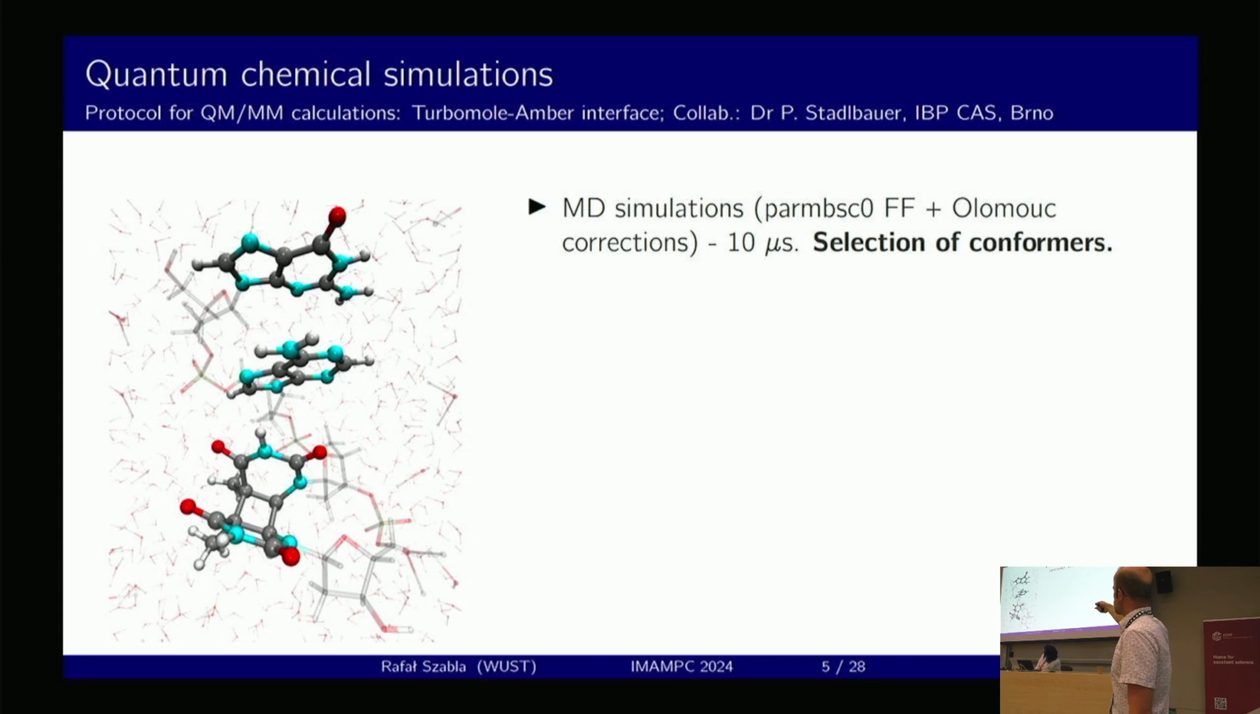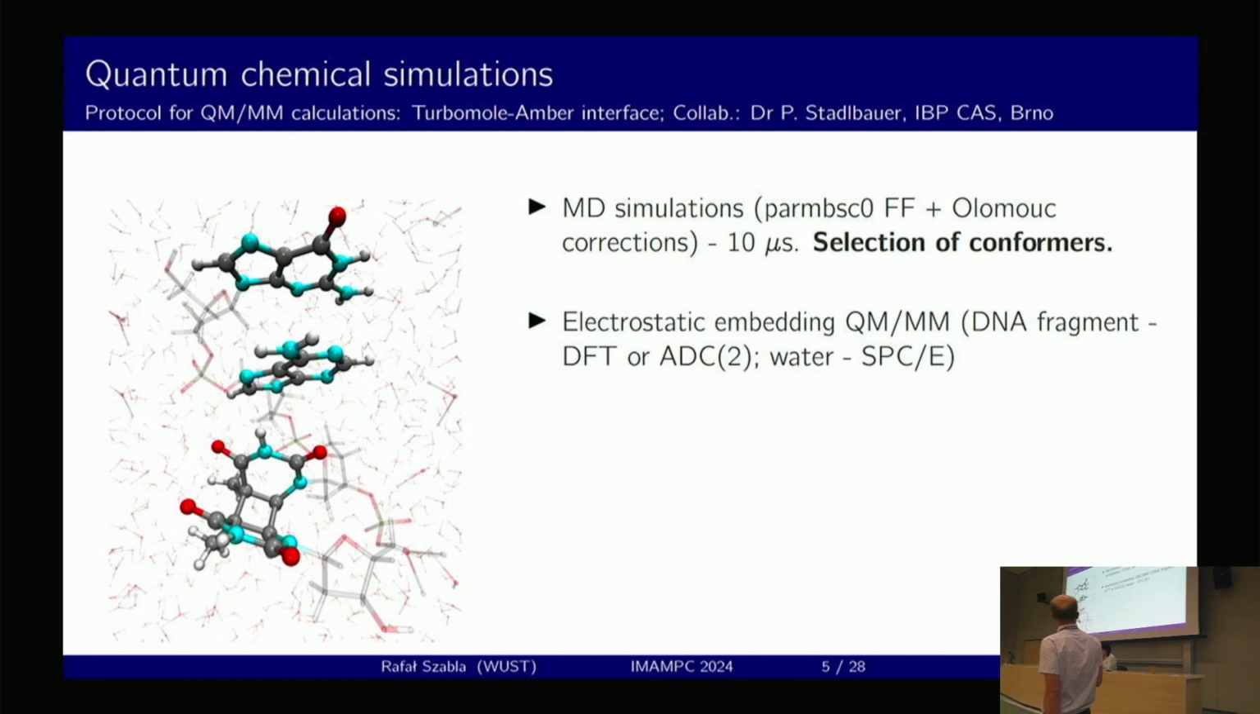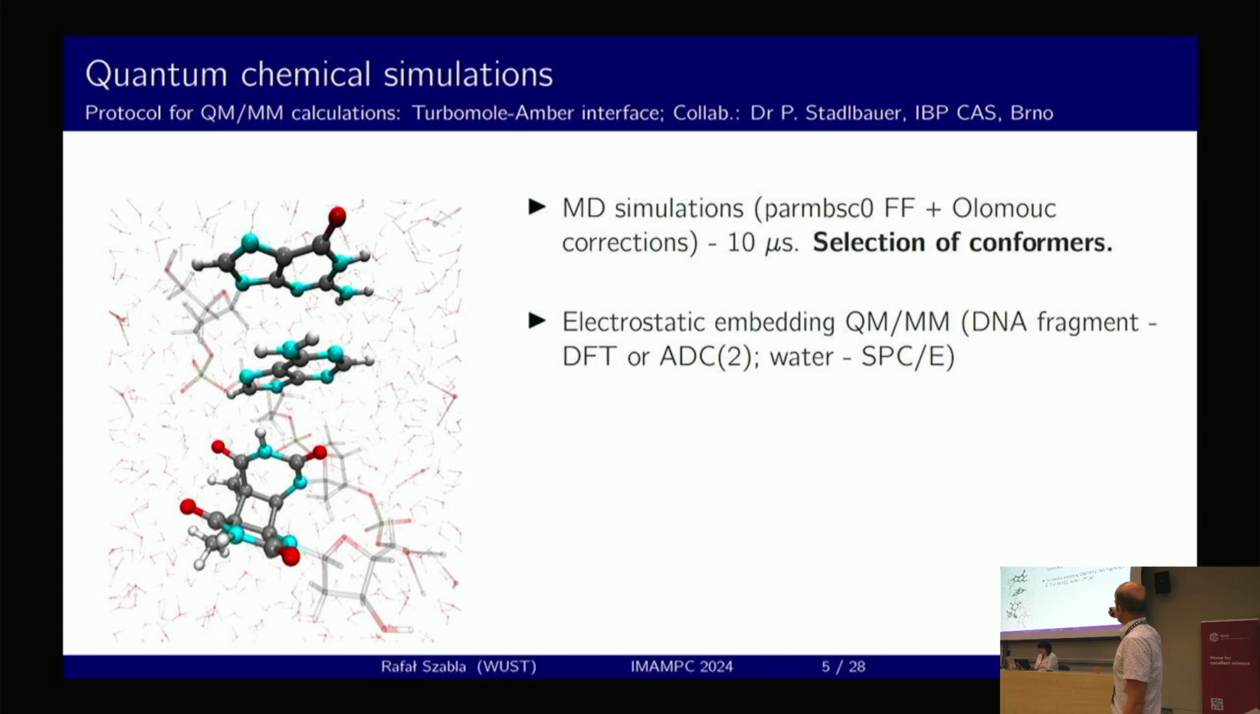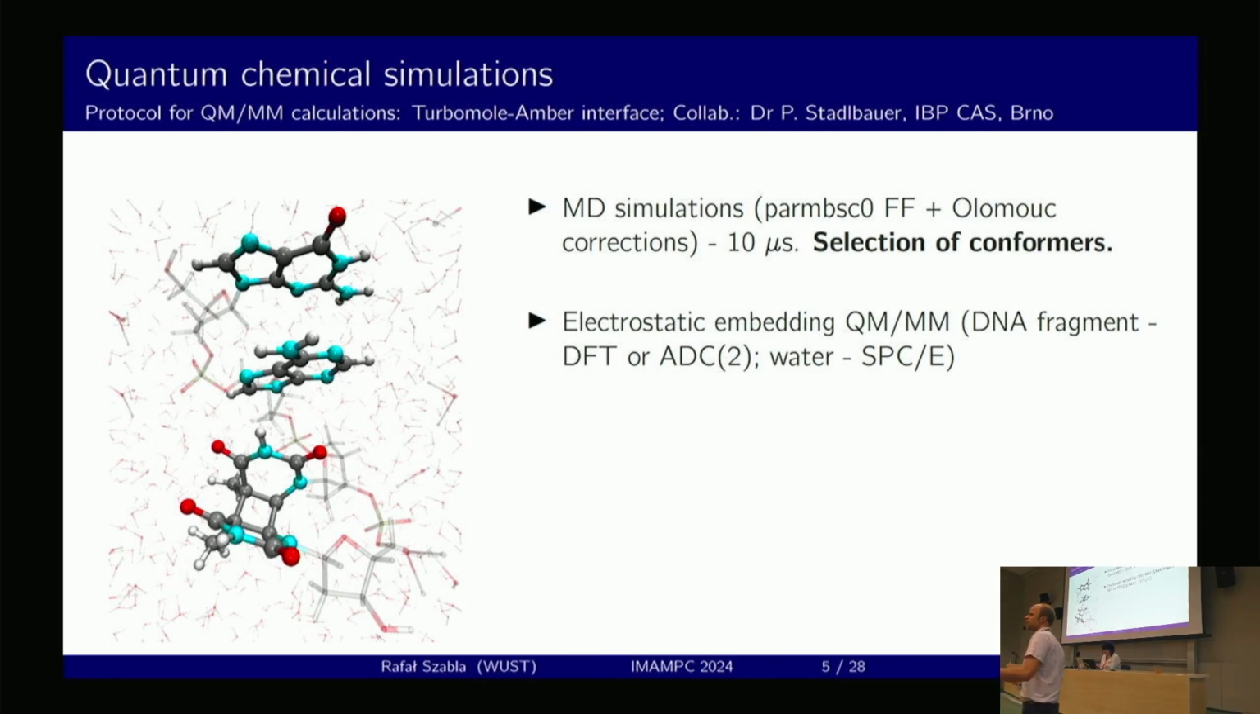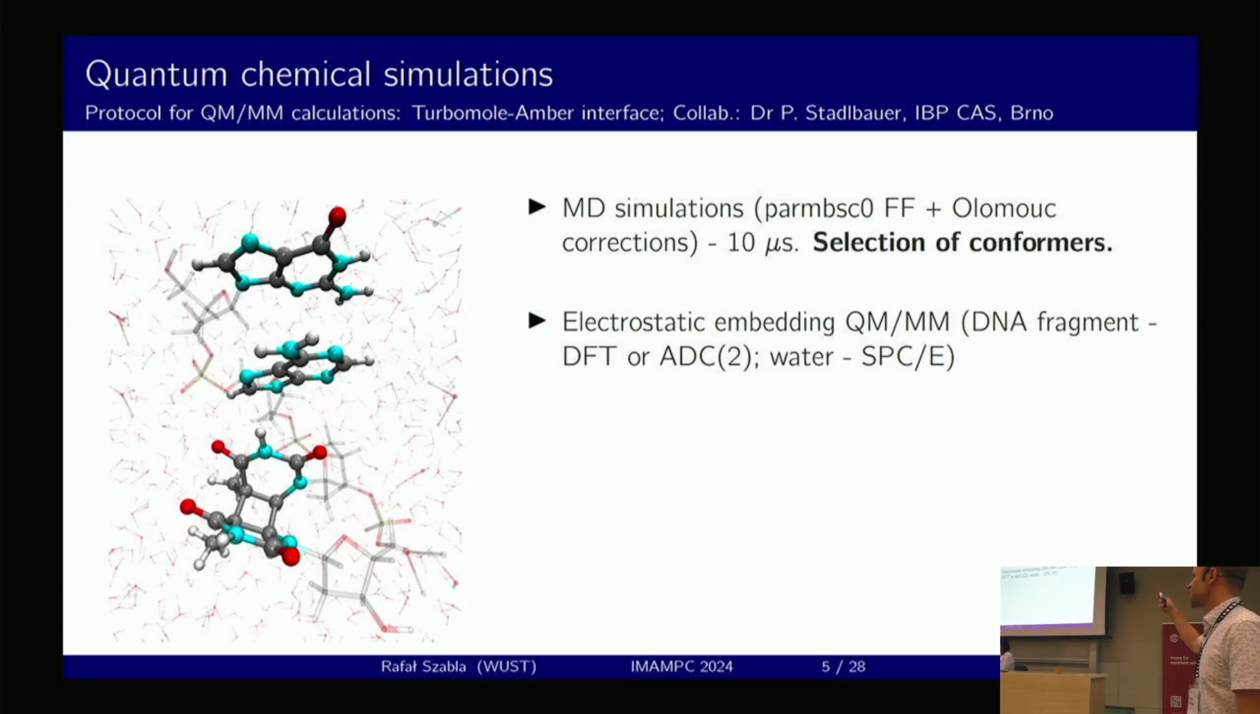So we started with MD simulations of the GATT tetranucleotide to select for conformers based on clustering. And that was done by my colleague Petr Stadbauer from the Institute of Biophysics in Brno. And then we did electrostatic embedding QM/MM. So we did DFT for the ground state calculations, and we used actually ADC2 for the excited state. So from now on, everything that you'll see in the excited states in these talks is ADC2. We had a little bit of introduction into that by Przemysl yesterday.